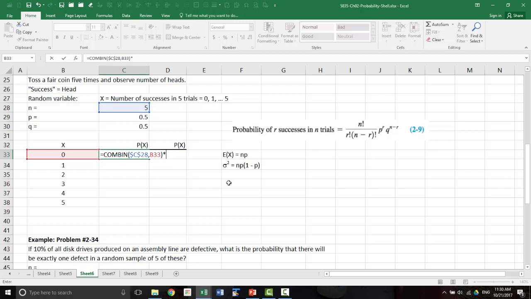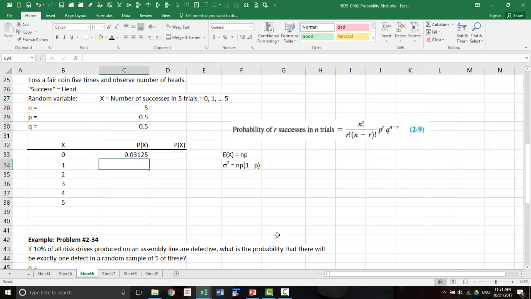Then times p, p is here. Again, that p has to always come from there, so I'm going to press the F4 key, to the power, so shift 6 will give you the power. Power of what? Power of the r value, times q. So we have q here. Q must be absolute referenced again, because q has to always come from there, to the power of n minus r. So we have to get n from here, absolute reference, minus r. So this is the first part. Here is p to the power of r, and this is q to the power of n minus r. So that will give you the probability.